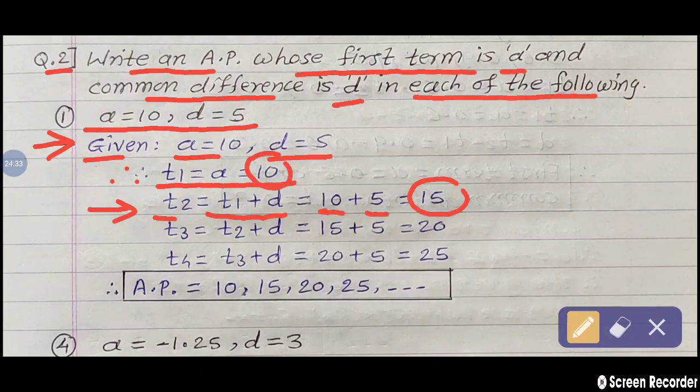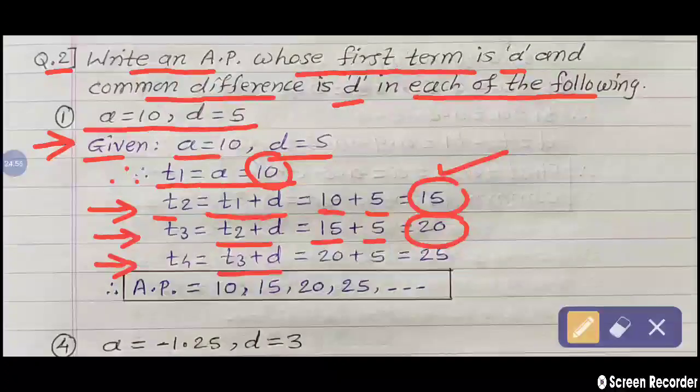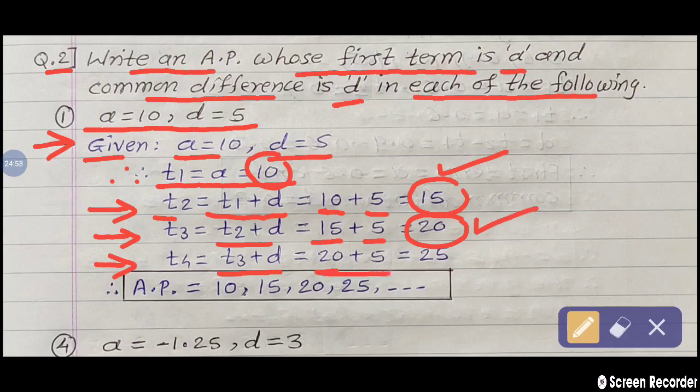First term is 10. Next, how to obtain T3? The previous term, that is T2, plus common difference. The second term we obtained here is 15, check this, 15 plus common difference 5, 15 plus 5 means 20. T4 we find out here: T4 is equal to the previous term, that is the third term T3, plus common difference. So T3 is 20, check here, plus 5, that is common difference. 20 plus 5, that is 25.